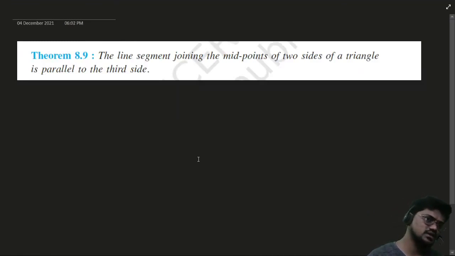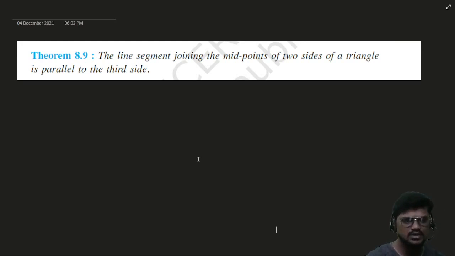The first exercise has been completed. Now we are going to do the next exercise. But before doing that, you have some theorems which you should understand. The proofs of this is not there. The proper proof of this will be there in your class 10th.